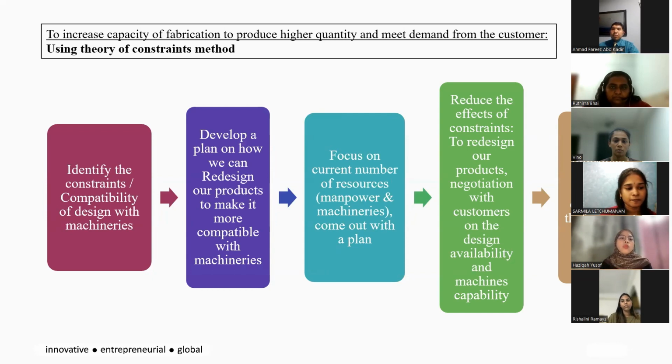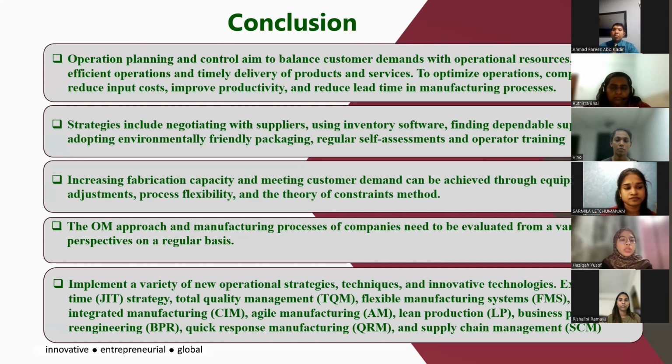Either we increase the manpower, increase the machineries, and so on, so as to redesign our product, and negotiate with the customer on design availability and machine capability. Once improved, a new constraint comes out. So maybe this is our first constraint, and then we can move to another constraint. Basically, this is the theory of constraints method, so that we can try to solve one of the issues that we currently have. Next I will pass to Risha for the conclusion. Thank you.